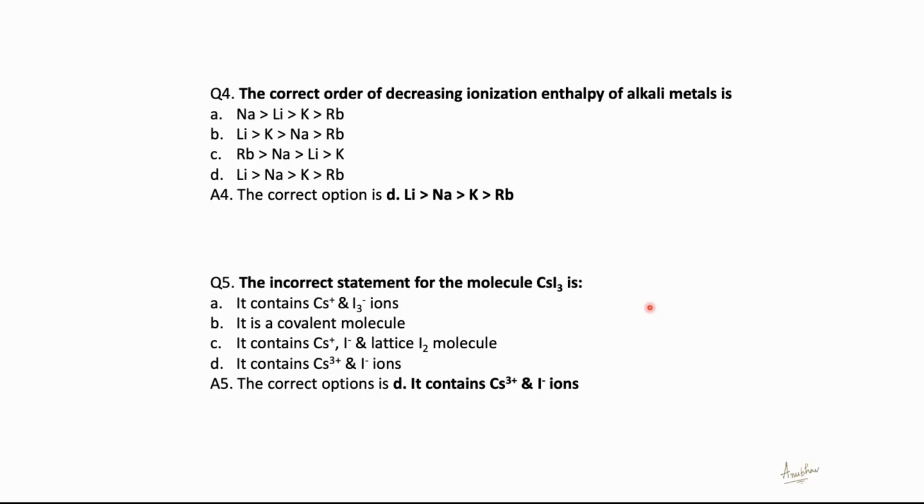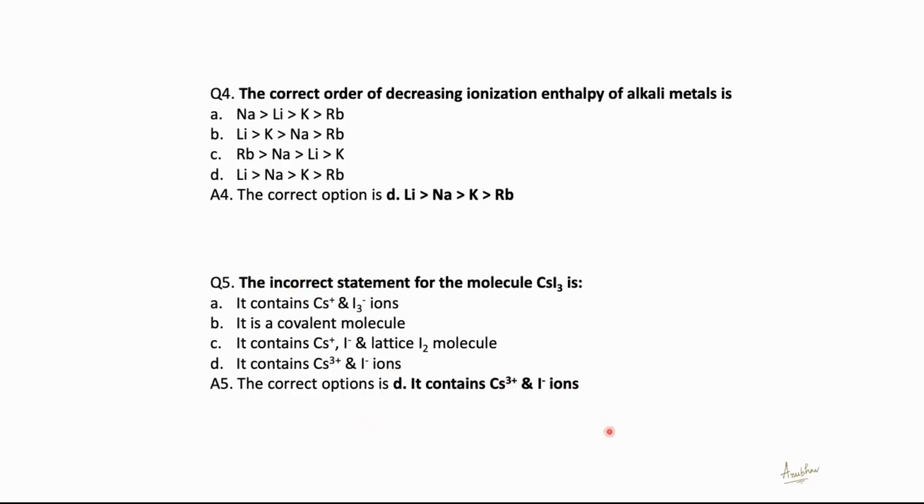The next question is regarding the incorrect statement for the molecule CsI3. The first option: it contains Cs+ and I3- anions. Second: it is a covalent molecule. Third: it contains Cs+, I-, and lattice iodine molecule, that is I2. And the last option: it contains Cs3+ and I- anions. So here I will tell you a trick for how we will answer the question. Here the incorrect statement is required.